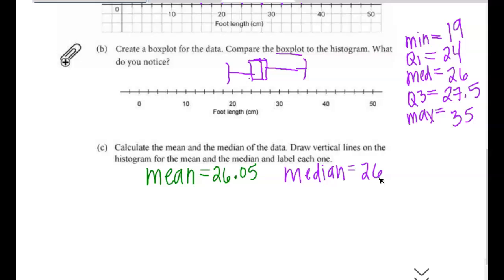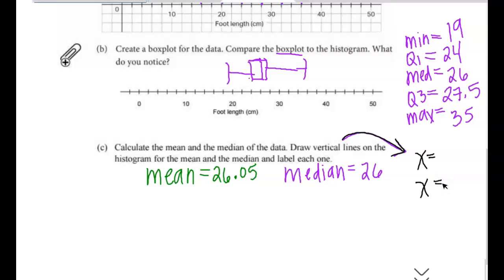Write it down. Now the question is saying, draw vertical lines on the histogram for the mean and the median, and label each one. So you have to remember what variable draws those vertical lines on our graphs from Algebra 1. X equals. If you don't remember that, draw a little note off to the side. When you're drawing vertical lines, they look like this, x equals. And they want us to draw the vertical lines for these numbers, okay?